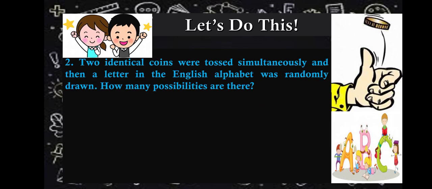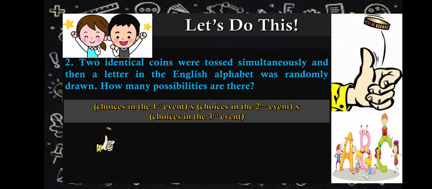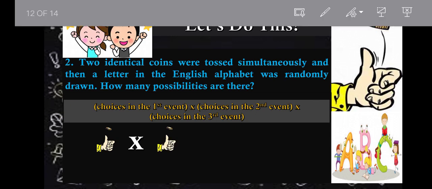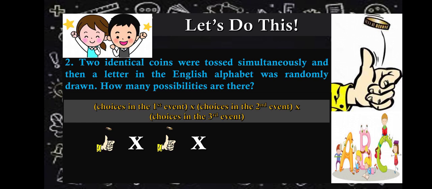Let's answer number two. Two identical coins were tossed simultaneously, and a letter in the English alphabet was randomly drawn. How many possibilities are there? So let's identify our events. We have two identical coins being tossed and drawing a letter in the English alphabet. So our events are tossing a coin, another toss of a coin, and drawing a letter in the English alphabet.